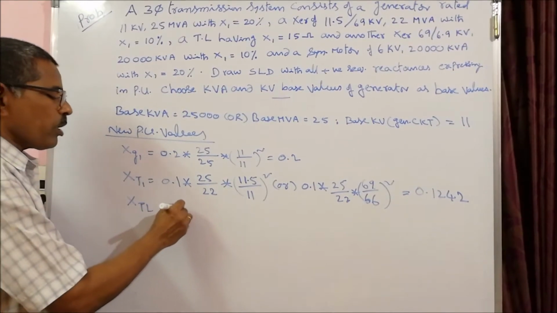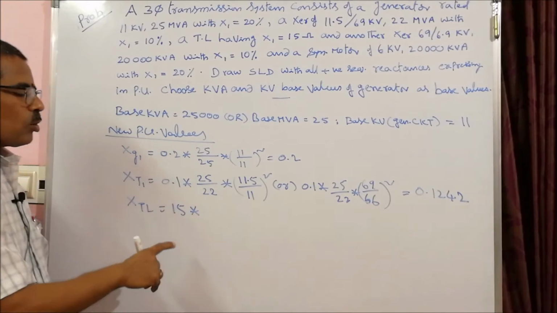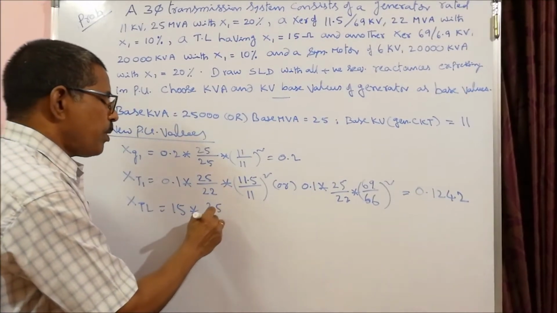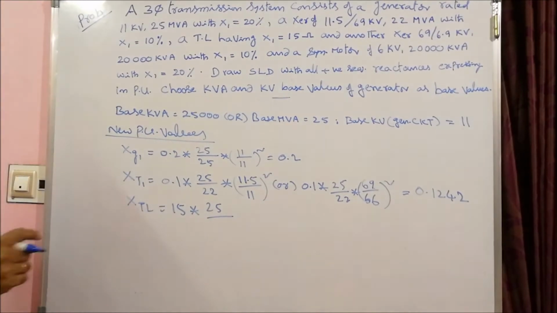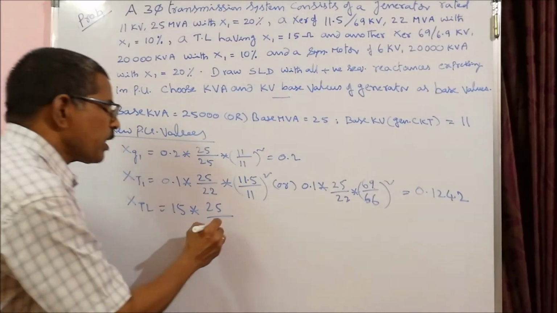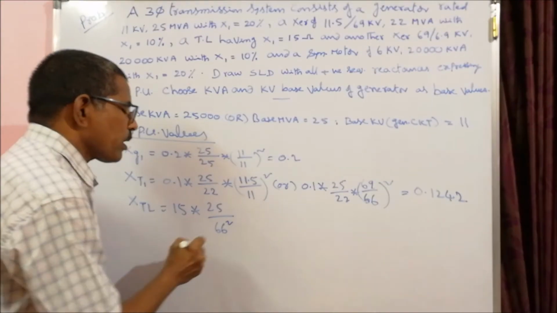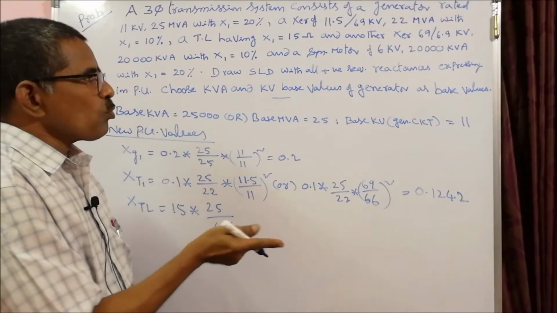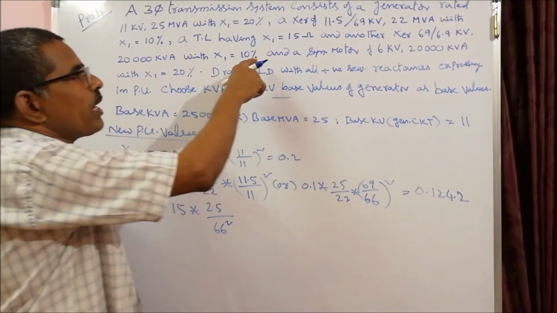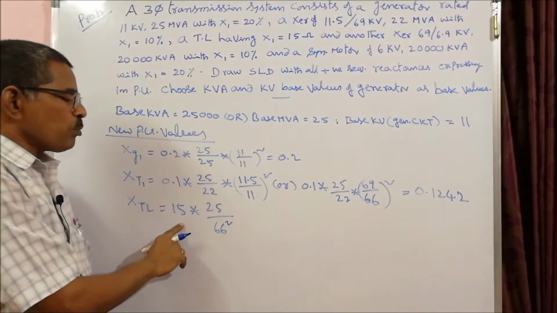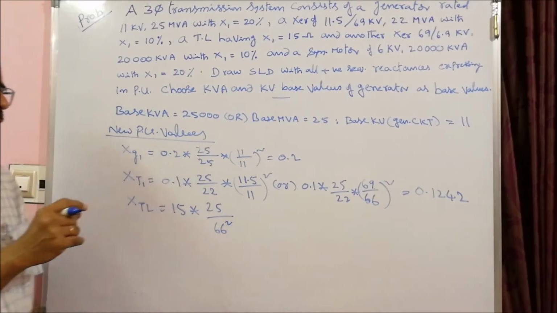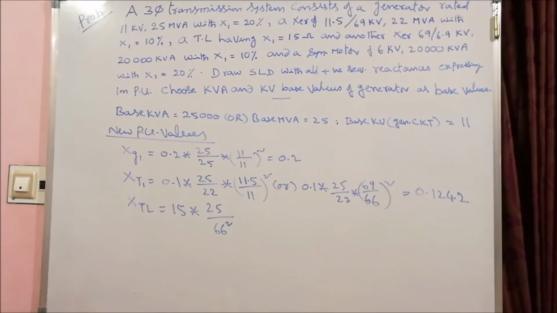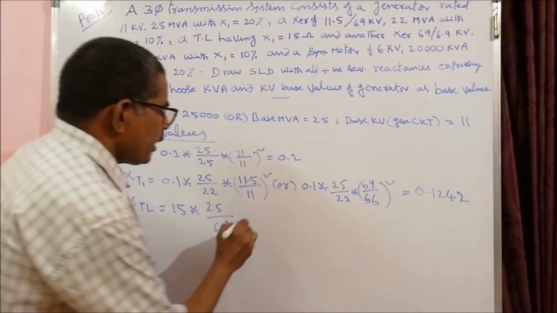Next, transmission line, XTL. It is an ohmic value given, 15 ohms. So Z in ohms into base MVA by base kV squared. What is the base kV of the transmission line? Transmission line base kV is 66 squared. So it is not a per unit value given. For transformers, per unit is given; for the transmission line, the ohmic value is given. So Z in ohms into base MVA by base kV squared. So 15 into 25 by 66 squared. That is 0.0861.